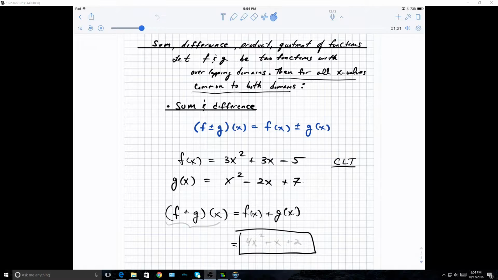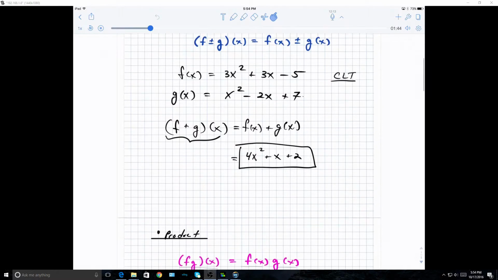So if we look at this, the solution is kind of clear. If we add f and g, so if we're taking the functions f and g relatable to x, we just take their relative outputs and add them together, which is what we're doing here. So it looks like the answer here is 4x squared plus x plus 2.